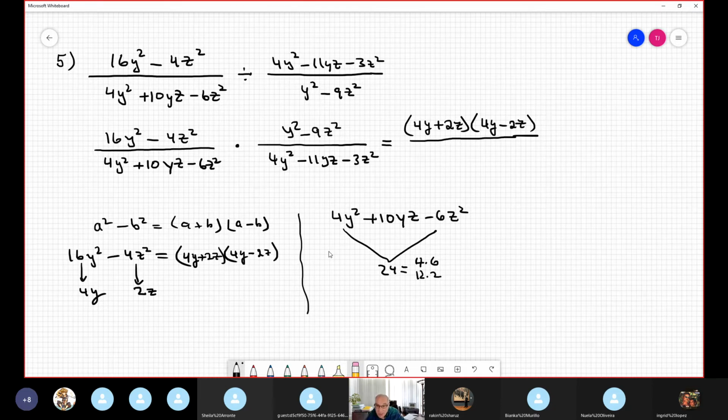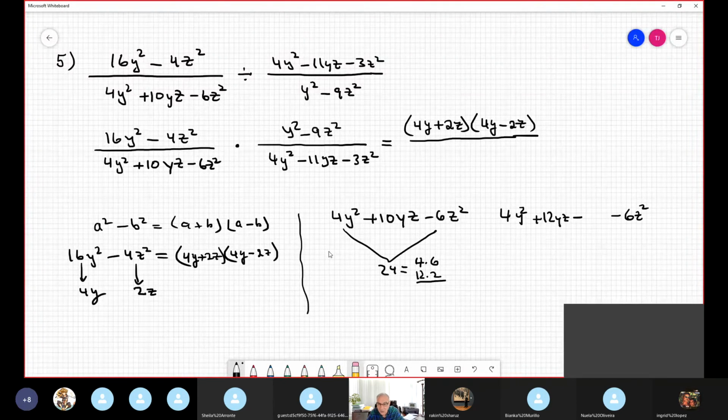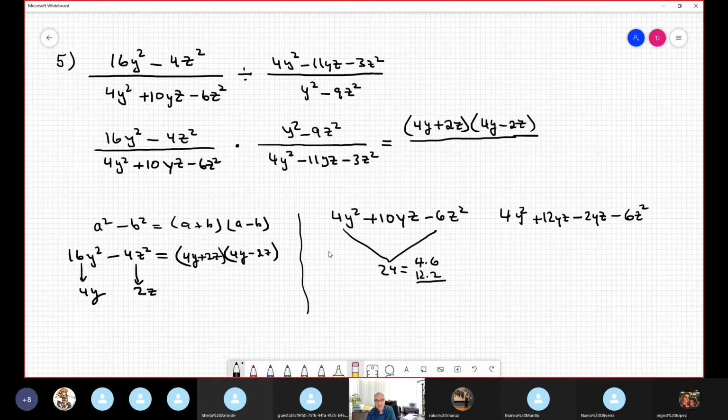Okay, so I write my trinomial like that. I copy the first, I copy the last. This combination, Noela proposed to me. If it fails, it's your fault, not my fault. So plus 12yz minus 2yz. So I separate 10 like 12 minus 2. Now grouping. Factorization by grouping this one, and factorization by grouping this one. The gray common factor and the blue part.